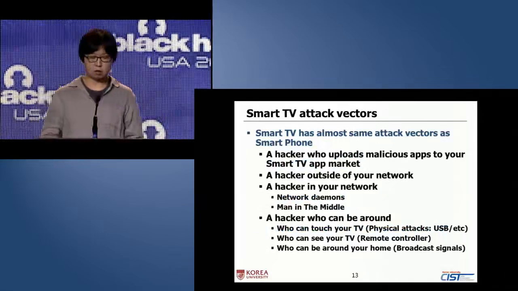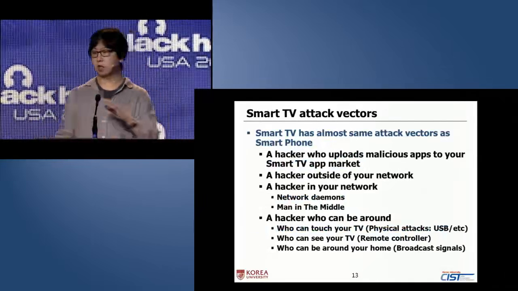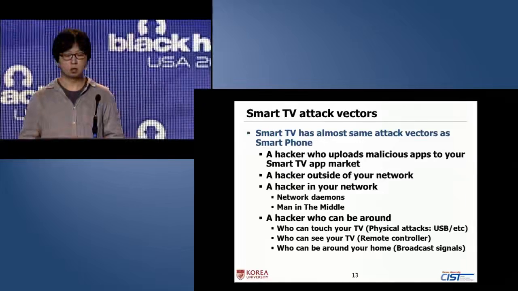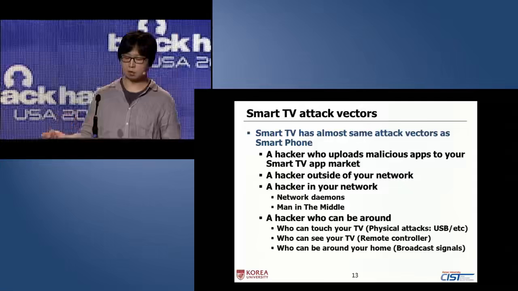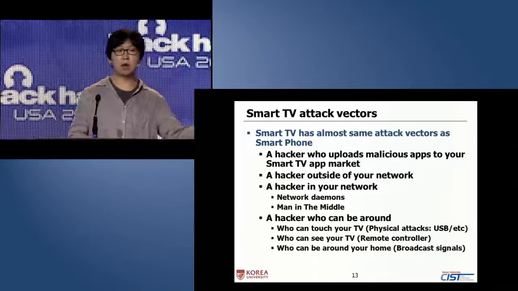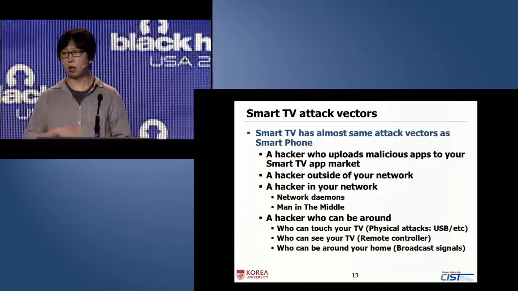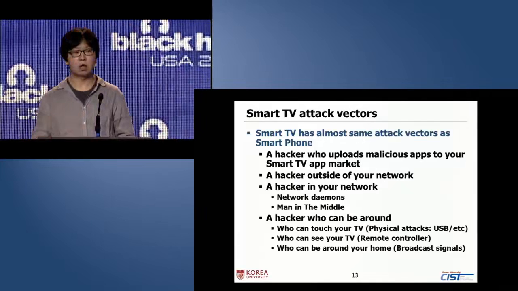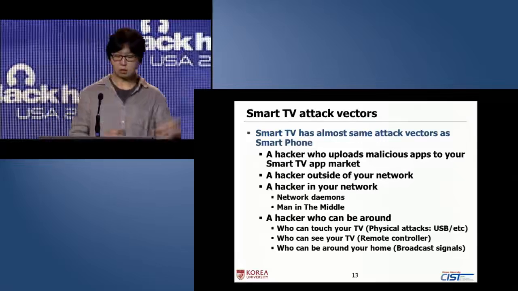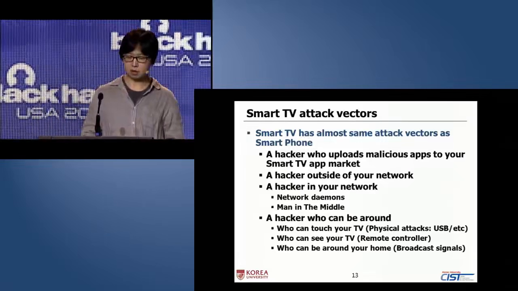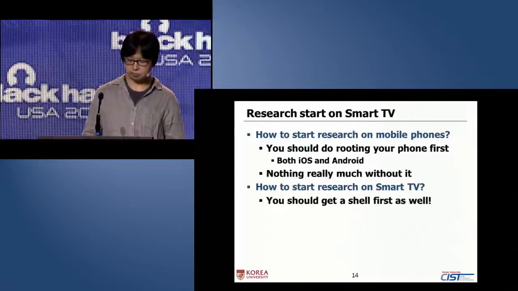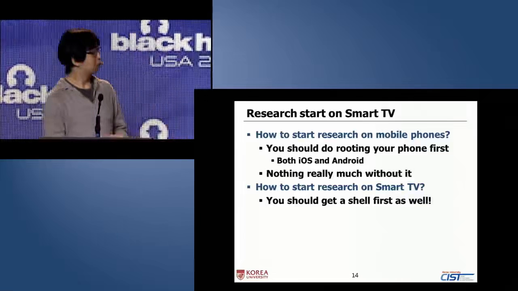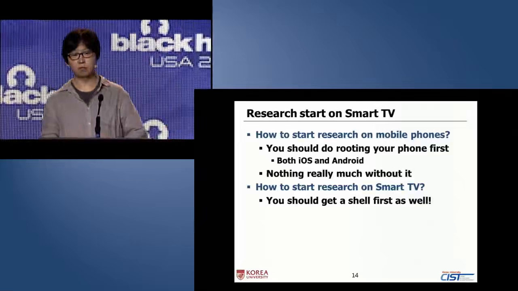Going to talk about the smart TV attack vectors. I want to say smart TV has almost the same attack vectors as a smartphone has. So I categorized 4 attack vectors. One is a hacker who uploads malicious apps to the app market. Smart TV has an app market, like Android has Google Play and iOS has the App Store. So it has its own market. And the other vectors, I will talk about in more detail later. This talk covers from the start to the end.